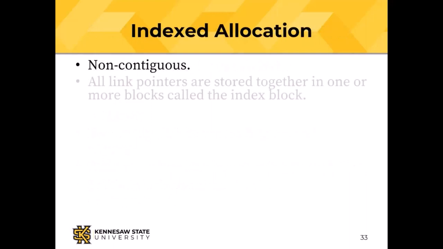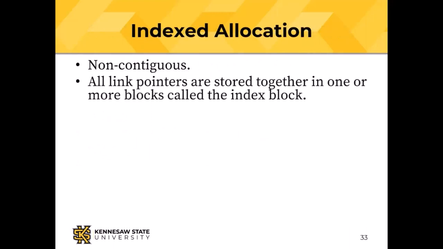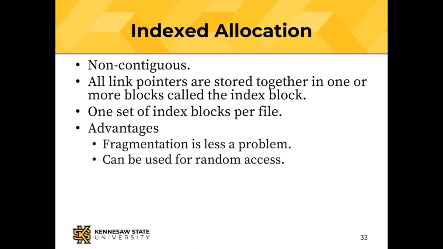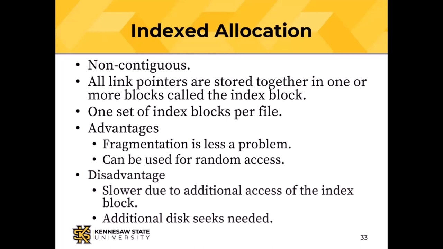All right, indexed allocation allows non-contiguous or discontiguous allocation. All the links are stored together in one or more blocks called the index block or blocks. There's one set of index blocks per file. Fragmentation is less of a problem. It's still there, but it's less of a problem. And if I have indexed access, I can do random access to files. Disadvantage, I have to access the index, so there's an additional disk seek.